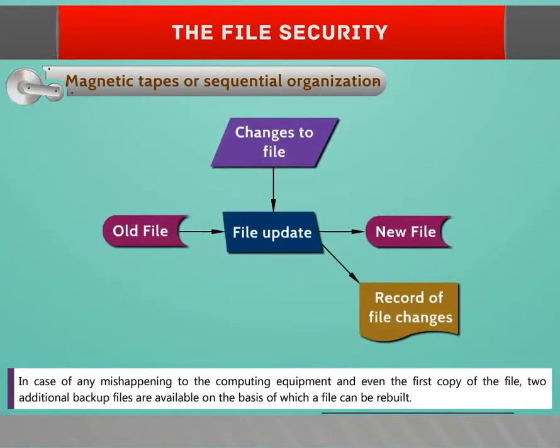In case of any mishappening to the computing equipment and even the first copy of the file, 2 additional backup files are available on the basis of which a file can be rebuilt.